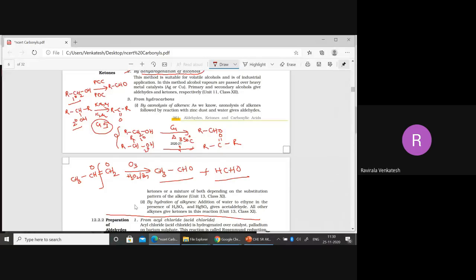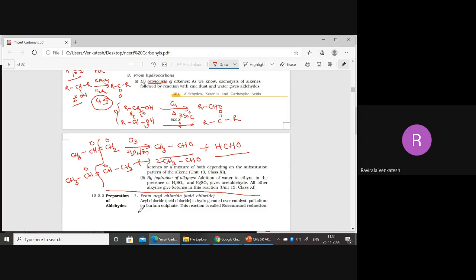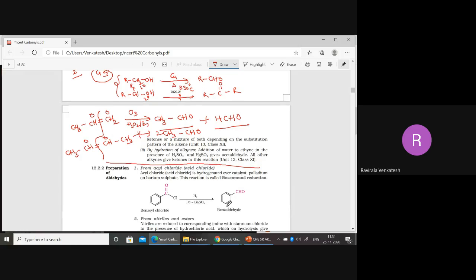For example, if I take CH3 CH double bond CH3, with the same reagent, the same ozonolysis reaction. Now break this bond completely, put one oxygen here, put one oxygen here. Now what do we get here? CH3CHO. How many moles? 2 moles. Understood? So ozonolysis we have discussed in the 11th class, right? Break the pi bond, you will get the aldehydes. Even you get ketones also.